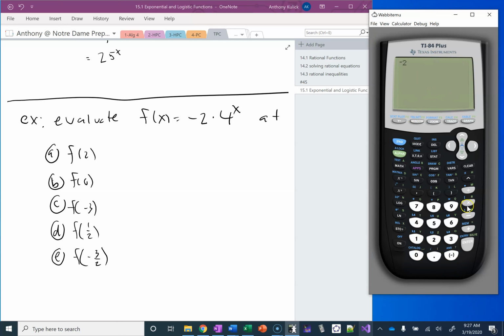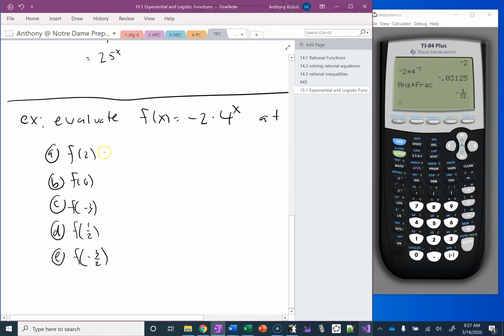So I'll do negative 2 times 4, and then I'll do the exponent button and type 2. So 32. And then we'll just go ahead and change the 2 to a 0. That gives me negative 2. We'll change that 0 to a negative 3. That gives me this value, but maybe I'd like this as a fraction. So if I press the math button and choose the fraction option, I can have that reported to me as a fraction.